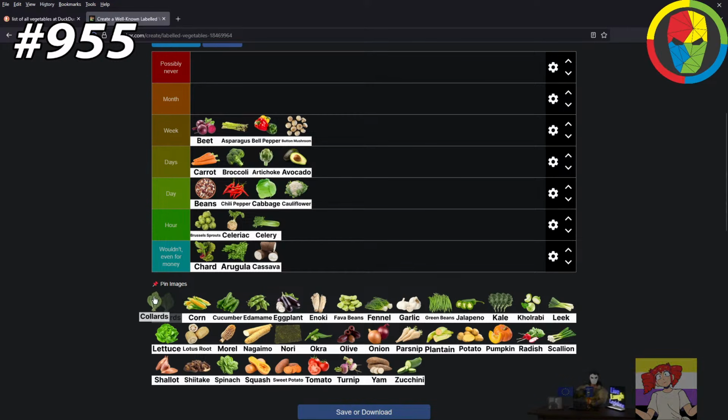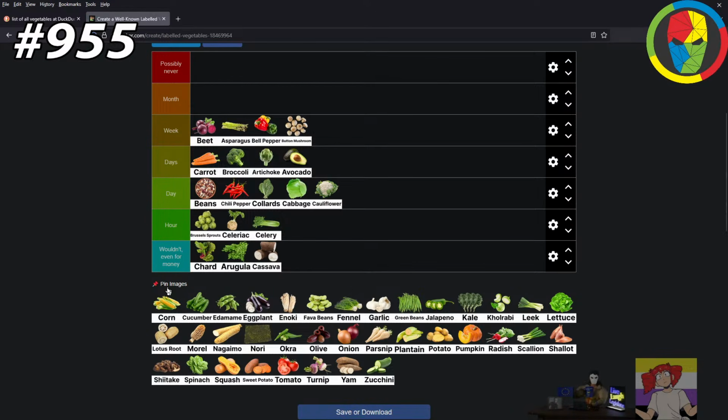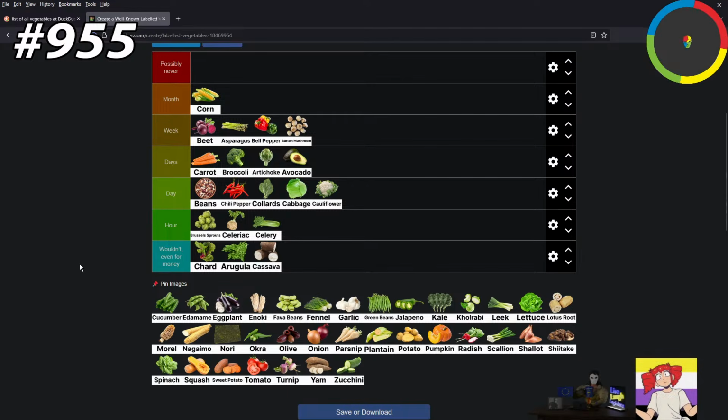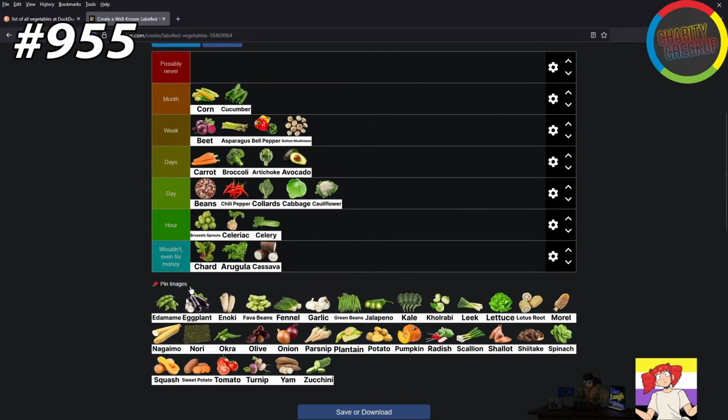Collards, oh my. If I remember correctly, collards can be actually cooked, and they are actually better than the cabbage. So here we go. Corn, that's easy. You never heard of Brussels sprouts? Brussels sprouts can be cooked. I swear to God. This one.